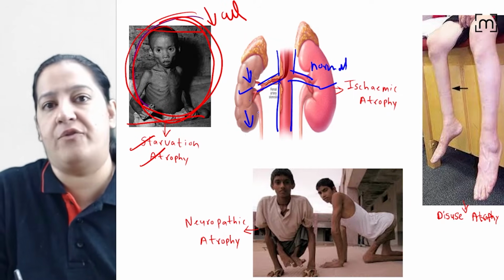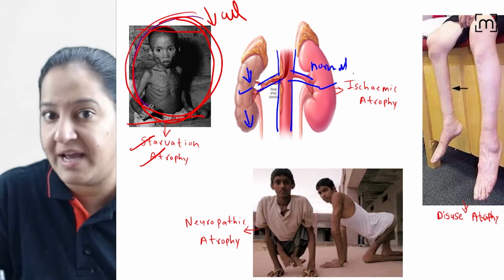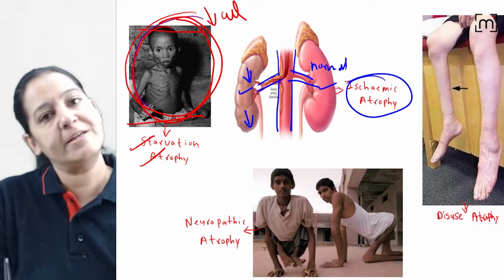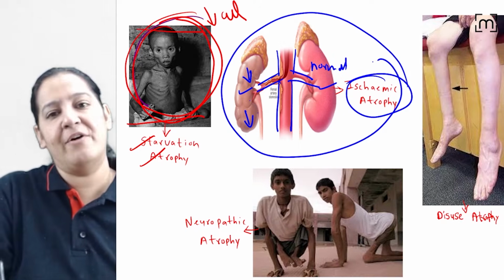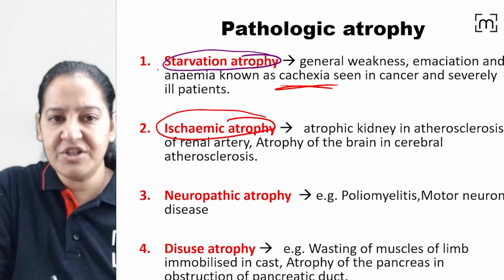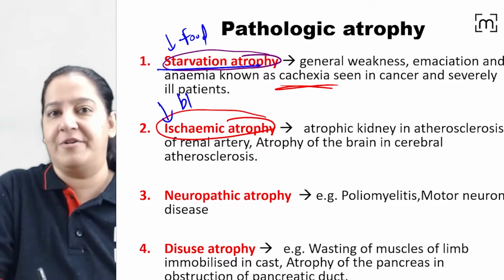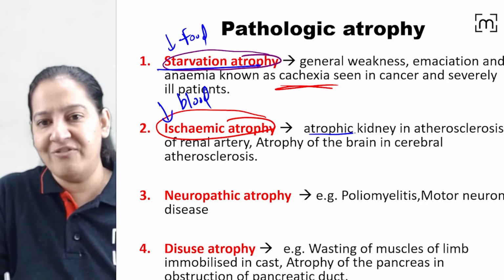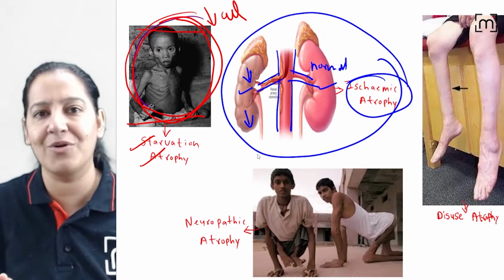It is undergoing atrophy. So such atrophy which occurs due to decrease in blood supply is known as ischemic atrophy. As the name indicates, ischemic atrophy, right? So this is an example of ischemic atrophy, right? Starvation atrophy is due to lack of food. Ischemic atrophy is due to lack of blood. So atrophy of one of the kidneys due to atherosclerosis in one of the renal arteries. It can occur in the brain also, any organ also, right?